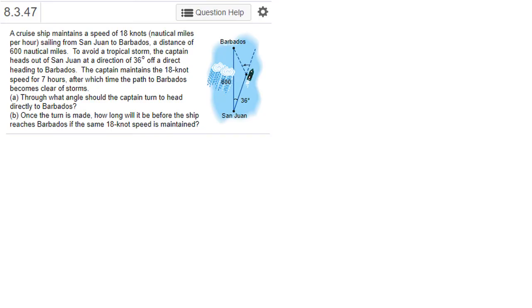Okay, cruise ship going in the ocean. Looks like there's a storm. It maintains a speed of 18 nautical miles per hour, sailing from San Juan to Barbados, which is 600 nautical miles away, but they're not taking a direct route. In order to avoid a storm, they go off direction 36 degrees. So while they wanted to do this nice straight path here, they had to go 36 degrees off course to avoid a storm. They do this for 7 hours. So 7 hours later, here they are.